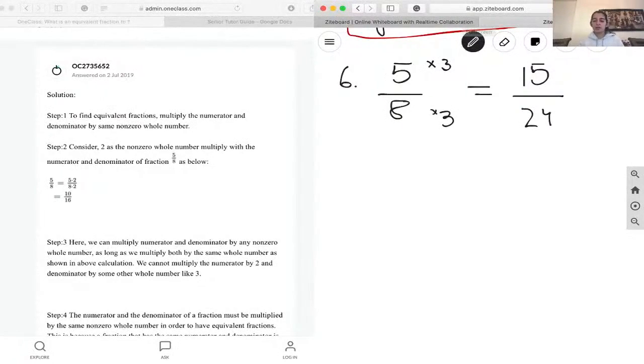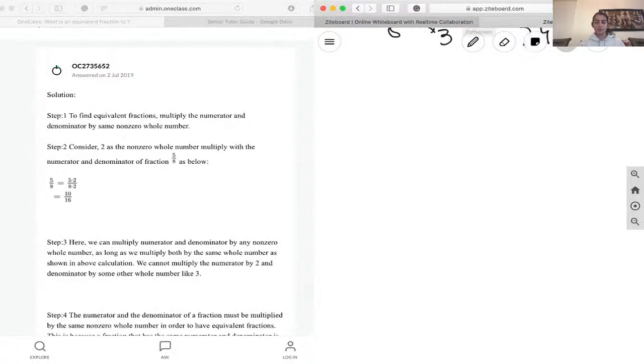Another way we can check if it's equivalent is we can divide by the same number. So if we divide the numerator by 3, it will result in 5, and if we divide the denominator by 3, it will result in 8. So over here we can do another example of the same question.